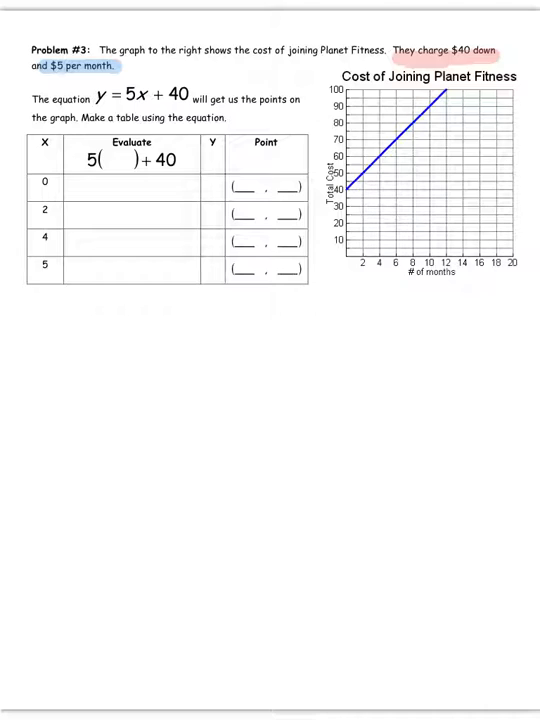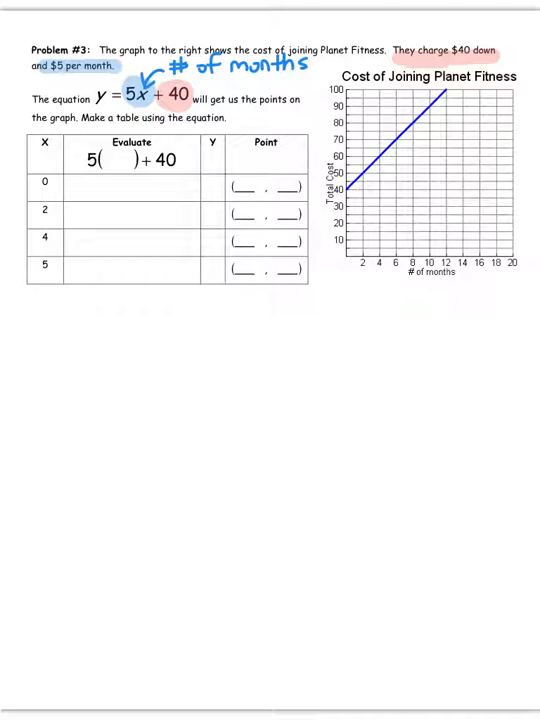$40 as a down payment. So my 40 is here in my equation. And then $5 per month. And if you remember from your Unit 1 test, one of the questions was, why is there an X next to the 5 and not next to the 40? And the reason is because the X stands for the number of months that you're a member of this gym. And if it's $5 per month, your cost will go up if you're a member for a lot of times. So this actually means 5 times however many months you're a member.